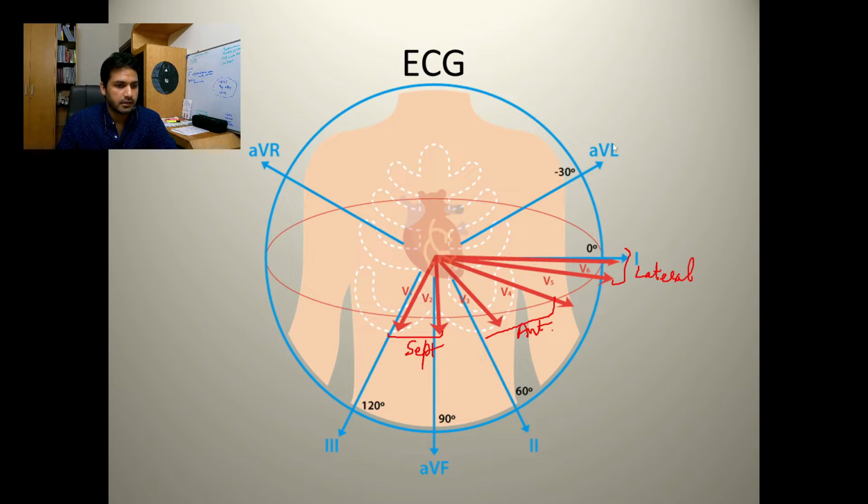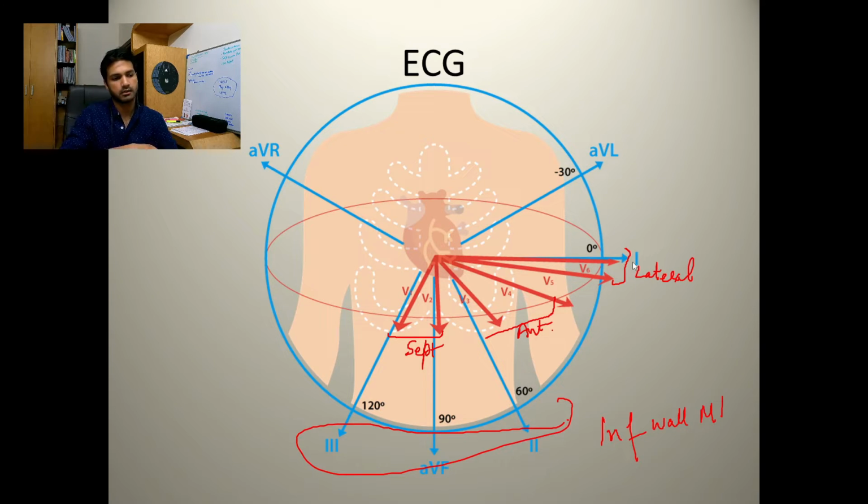AVL and AVR are the limb leads, and it is important to know the directions of the vector. We will get into it after this. Basically, what you should know is 2, 3, AVF tells you about the inferior wall MI. This is septal, anterior, and lateral wall MI. So that's why the chest leads tell you about the location of the anterior, septal and lateral, and 2, 3, AVF is inferior wall MI.